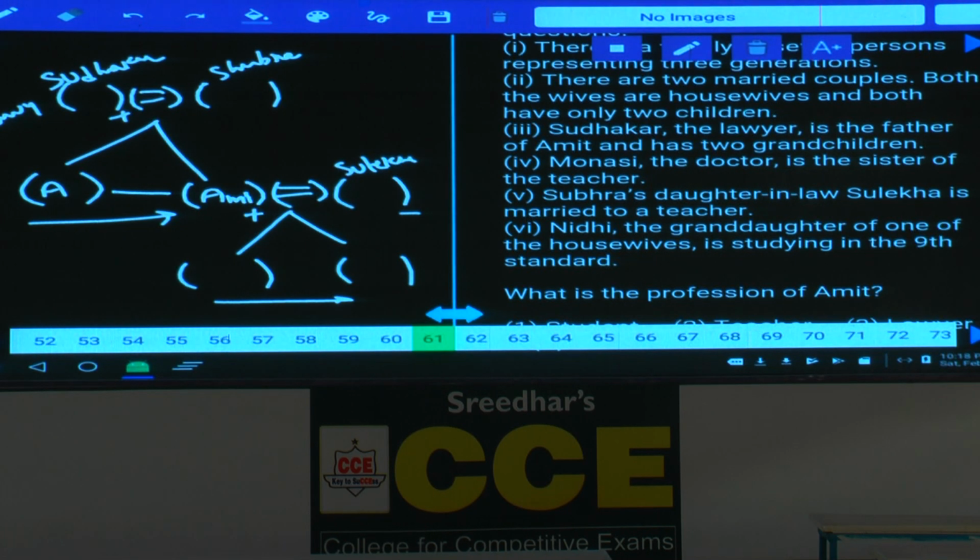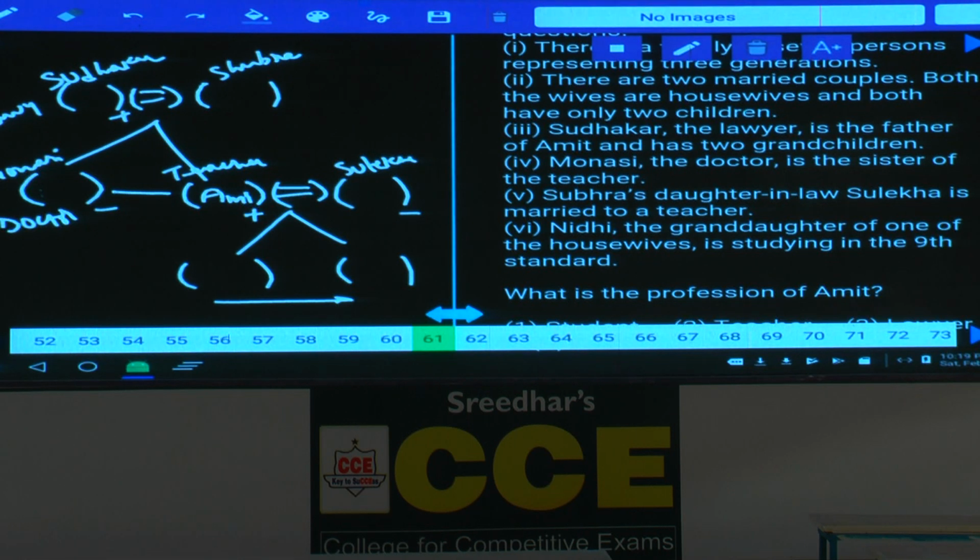She is married to a teacher. Now, this Sulekha is married to a teacher, then who is the teacher here? Amit is the teacher. If Amit is the teacher, Monasi, the daughter, is the sister of the teacher. Hence, this person is Monasi. And Monasi is the daughter of whom? Monasi is the sister of the teacher. Monasi is the doctor. Monasi, the doctor, is the sister of the teacher, a female.